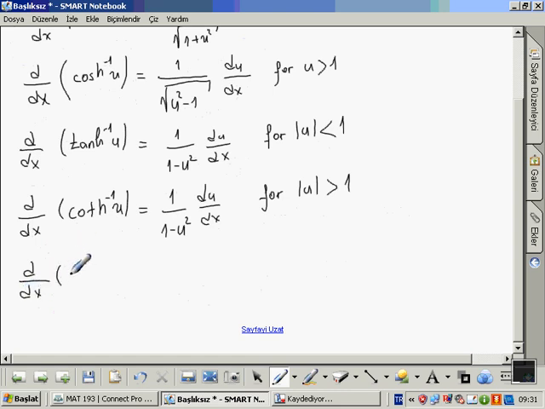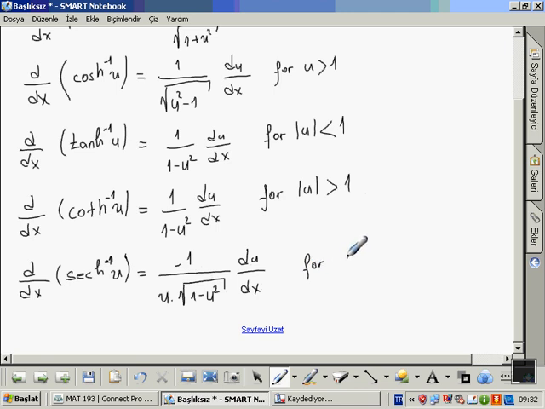Del over del x of inverse secant hu is equal to minus 1 over u times square root of 1 minus u square, del u over del x, for 0 less than u less than 1.